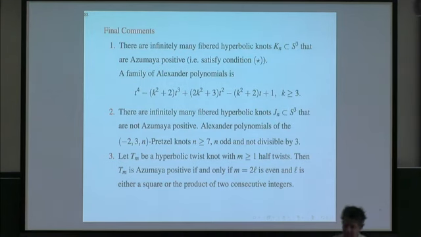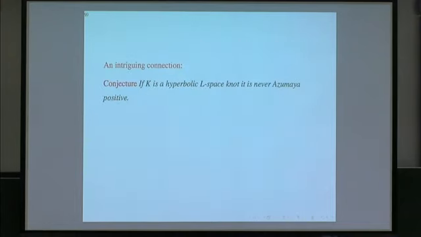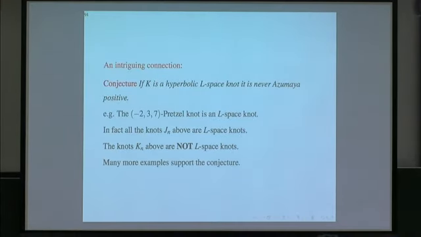And why is that? Well, Ozsvath and Szabo proved that if you are an L space knot, the Alexander polynomial has some very special constraints on its coefficients. They can be 1, -1, or 0, with some additional conditions that they have to satisfy. So there are many, many more examples to support the conjecture that if K is a hyperbolic L space knot, it is never Azumaya positive, that this condition star should never hold. Now, it may well just be coincidence, but it seems an intriguing connection between the world of the character variety and Azumaya algebras and the Heegaard Floer machinery. So I think I'll just stop there. Thanks.